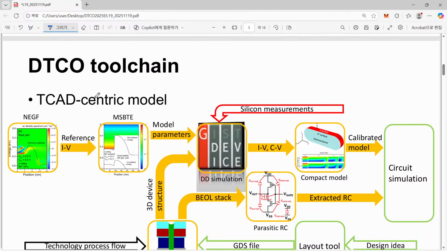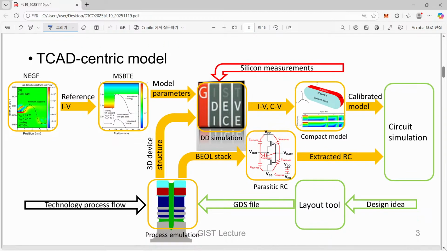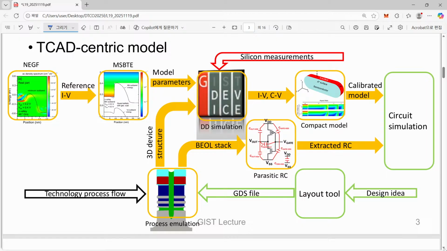So, the title of my lecture in this semester, actually the subtitle, is DTCO, Design Technology Co-Optimization. Now think about the overall landscape of this design technology co-optimization. I'm not saying that this is the overview of the entire activities about DTCO, but this is more related with the TCAD-centric view of this model.